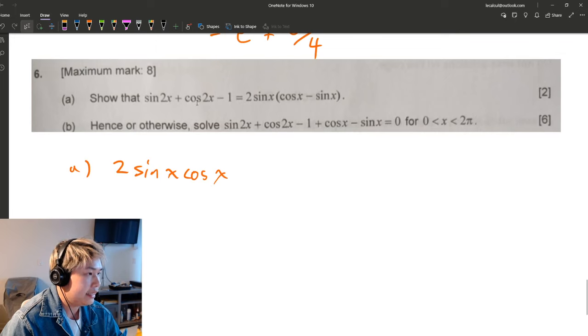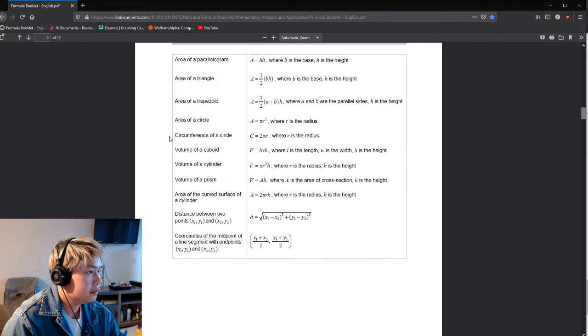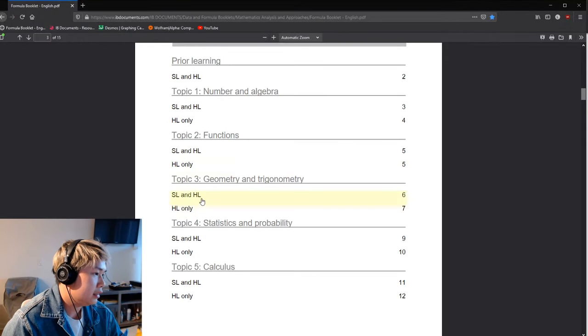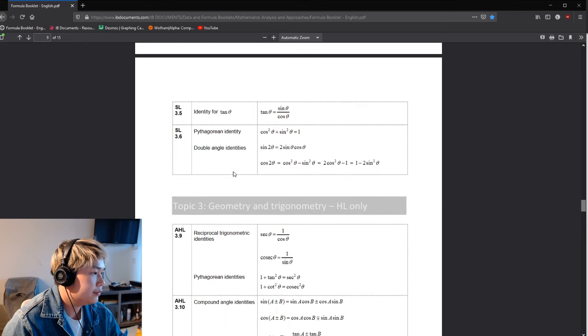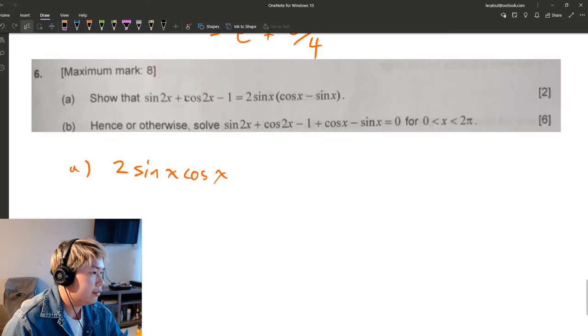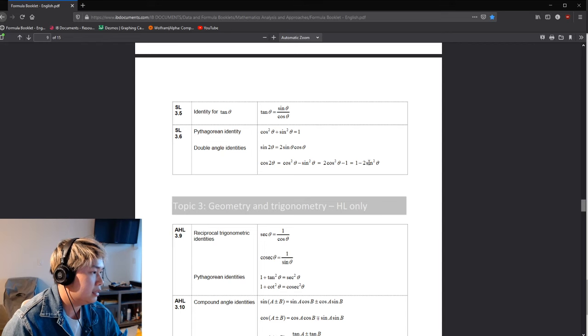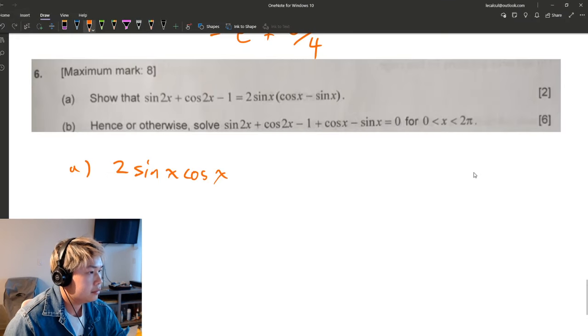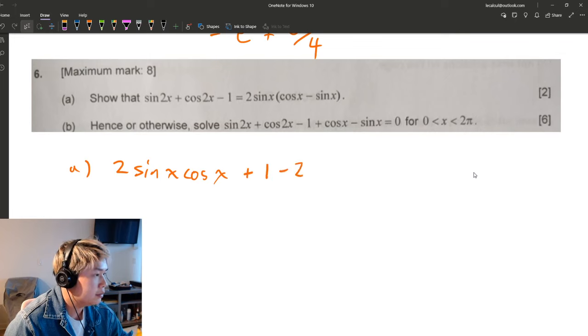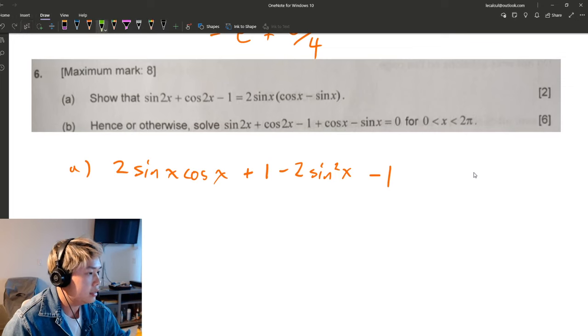Now I need to choose an identity so that I'm going to get this from here. Cosine 2x has 3 identities, right? So make sure you pick the right one. And if you notice, I only have this sine term. So I'm probably going to use this one right here, 1 minus 2 sine squared theta, or x. So cosine is going to become 1 minus 2 sine squared x. And then we have a minus 1. And then the minus and plus ones cancel out.